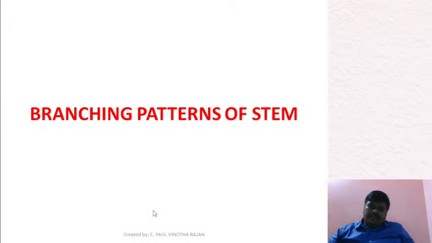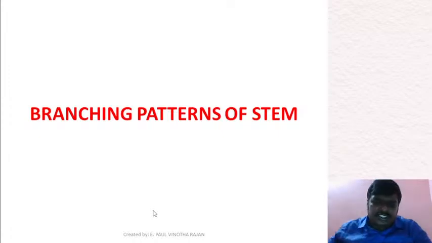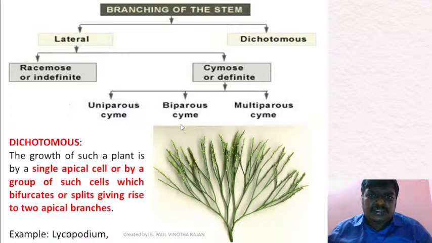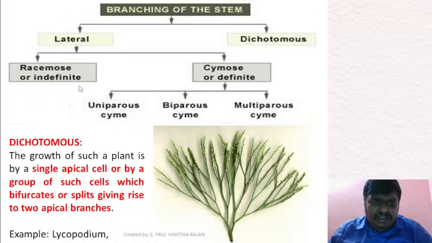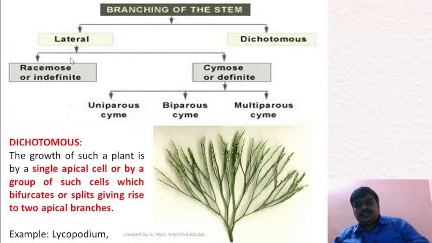This is about the different types of modifications of stem. Next we are going to talk about the branching pattern of the stem. There are different branching patterns we can see in the stem. One is called lateral. In that we have racemose or indefinite, cymose or definite, and then we have dichotomous. In the cymose type, we have uniparous, biparous, and multiparous types.